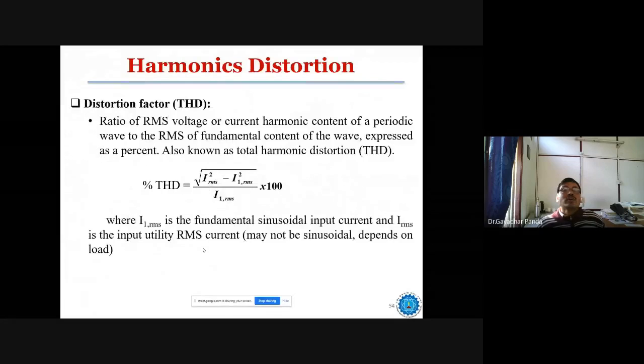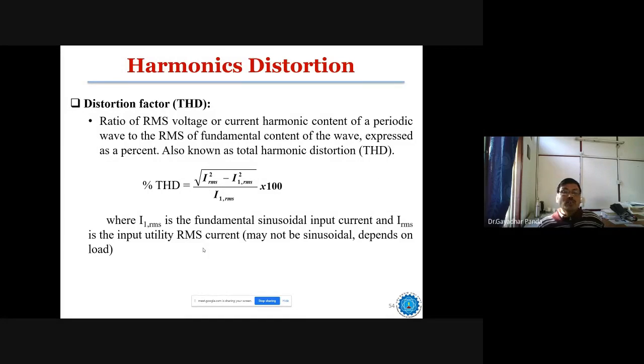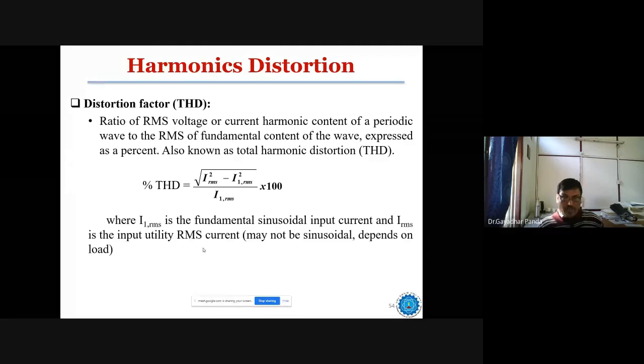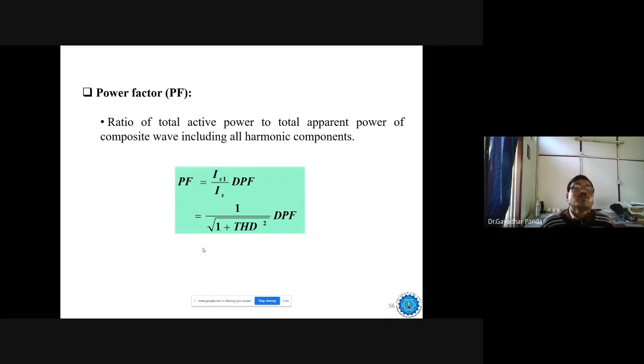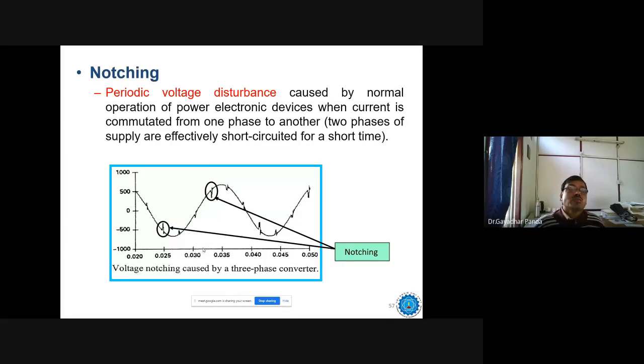And these are the parameters to determine how much harmonics are present in your output voltage or output current, which you can determine by means of the THD and displacement power factor. These are the parameters used to judge how well designed the inverters are for the microgrid system.